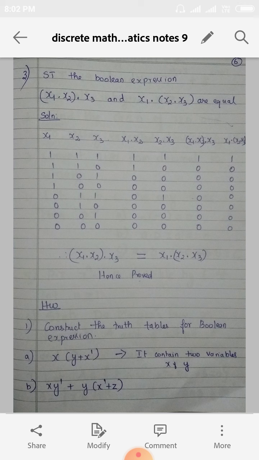Forming the truth table is a very, very important problem. Sometimes it will be asked for 2 marks, 5 marks also. So just go through all the problems, girls. It is very easy only.